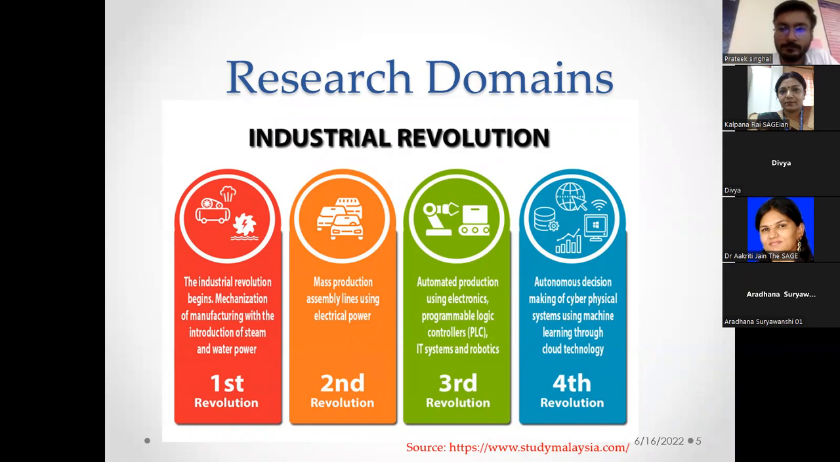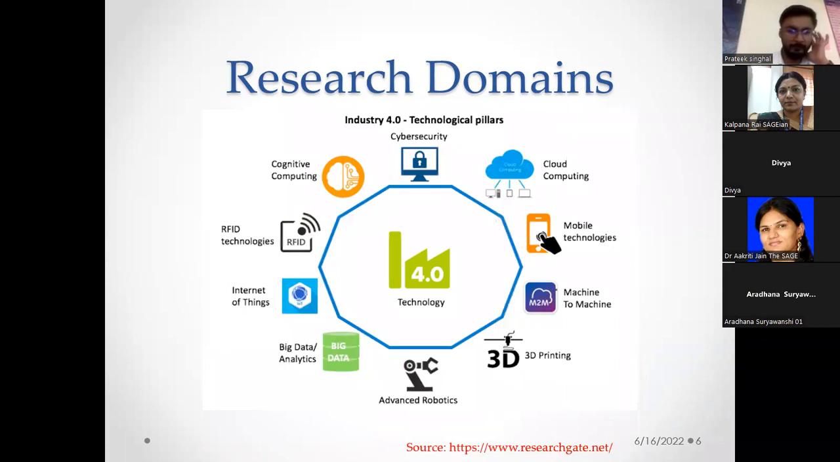So what happens in IR4? It is the autonomous decision making of cyber physical systems using machine learning through cloud technology. So it is related with cloud and different machine learning approaches. Here in this slide you can find basic ideas about the research domains.